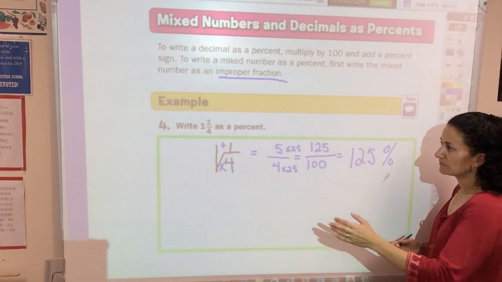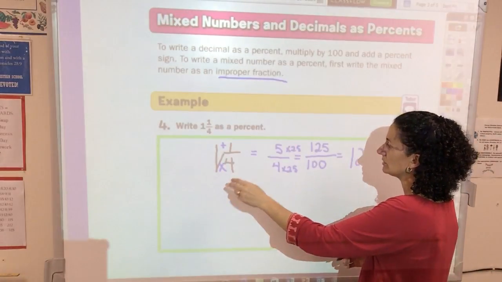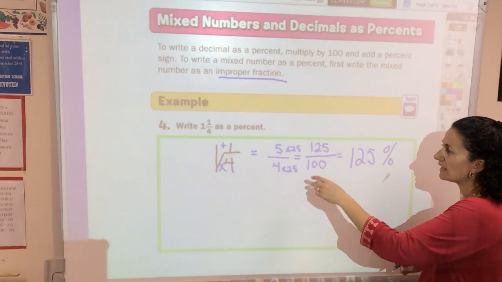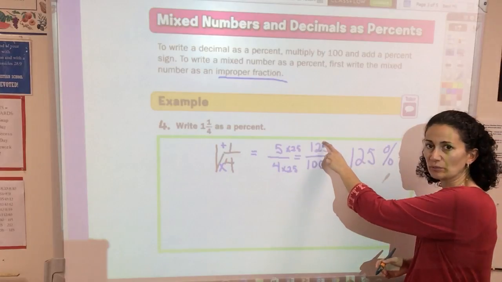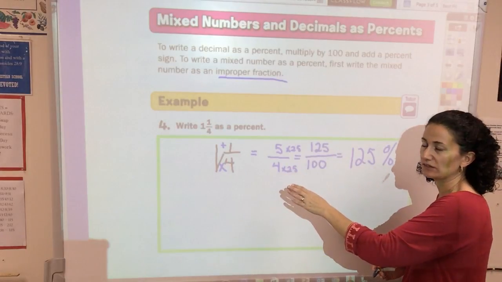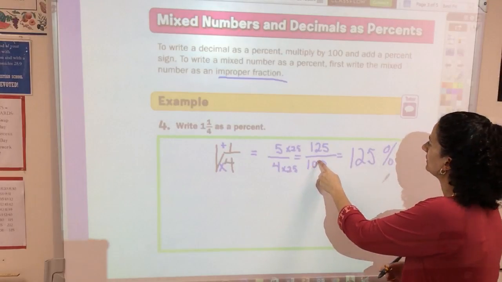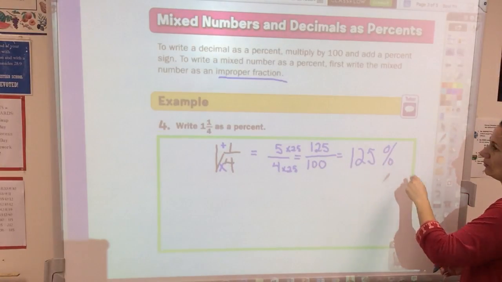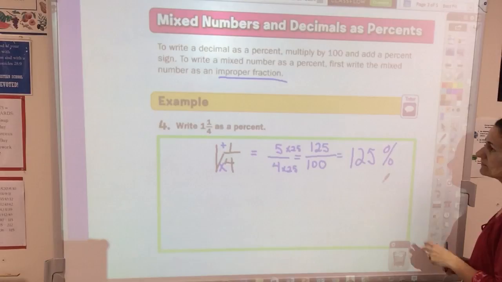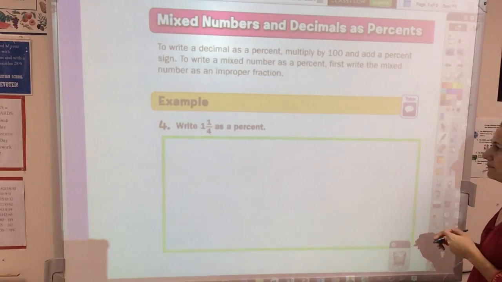So all I did is I changed the mixed number to an improper fraction. Then I wrote an equivalent fraction. Remember, this is equal to this. I didn't change anything. But I made the denominator 100 so that I could figure out what the percent was. All percents are out of 100. So that's method number 1.